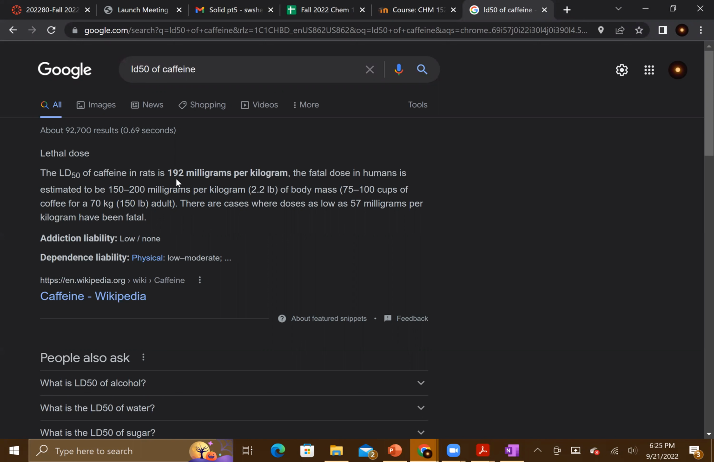It's not much. So if we take 192 milligrams, that's only 0.192 grams per kilogram. A kilogram is roughly 2.2 pounds. So all it takes is a smidgen of caffeine to reach the LD50. LD50 is half the amount that it would take to become toxic for you. So you can take too much caffeine, and it could potentially harm you more than help you.